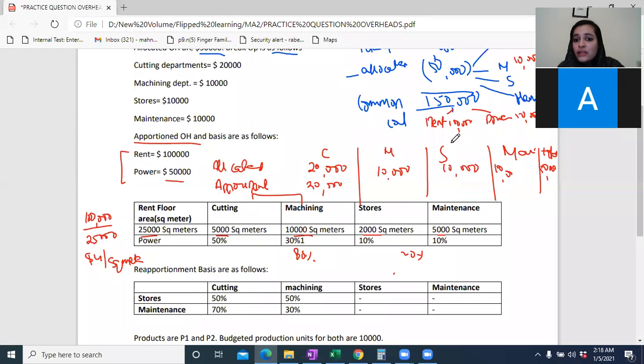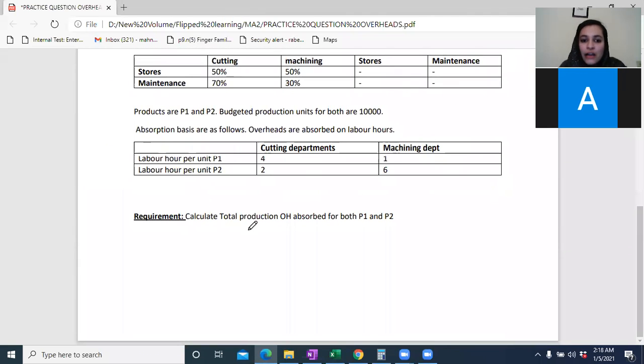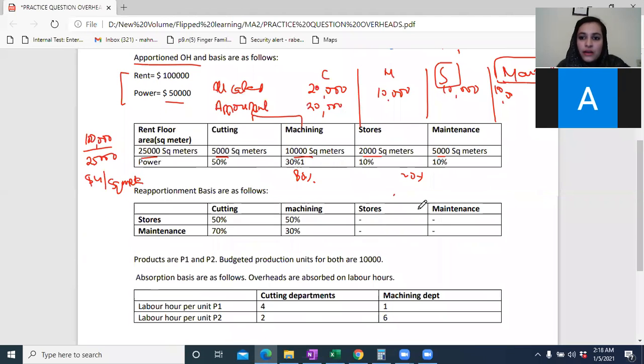Then you will see that there's some cost which is still lying in the production cost centers, and ultimately the aim is to calculate the total overhead absorbed amongst the two products P1 and P2, which is the absorption step. So for that, I need to reapportion the service cost to the production departments. See, I told you the basis would be mentioned in the question.